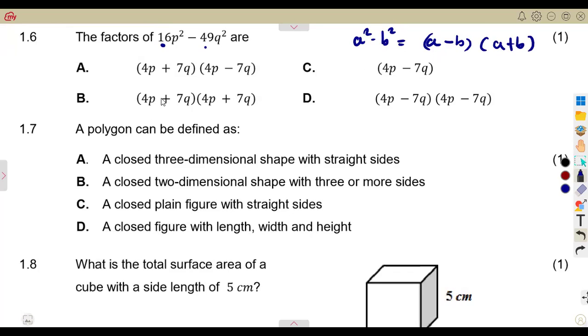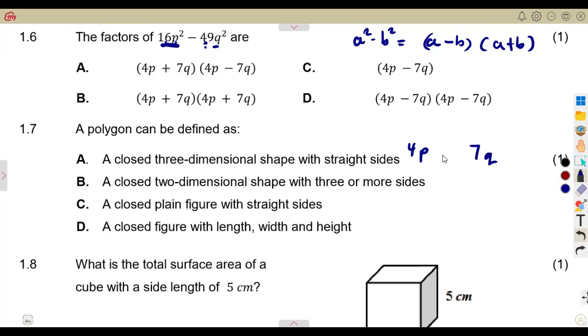A minus b, a plus b. These are the square roots. So we know the square root of what? This 16, it's 4. The p squared, it's p. The square root of this 49 is 7. The square root of q squared is q.